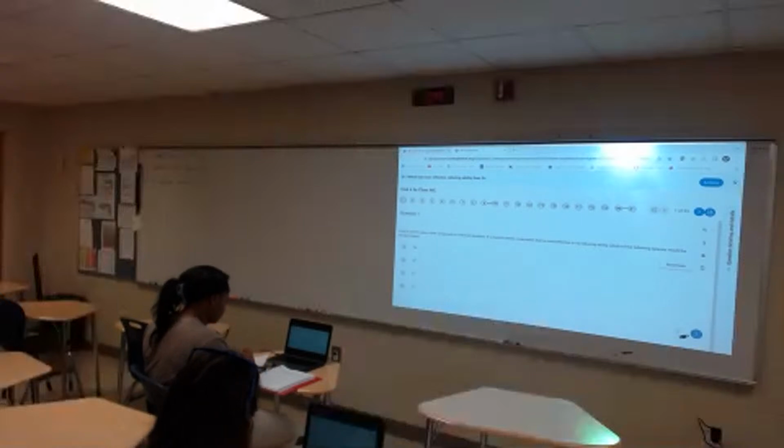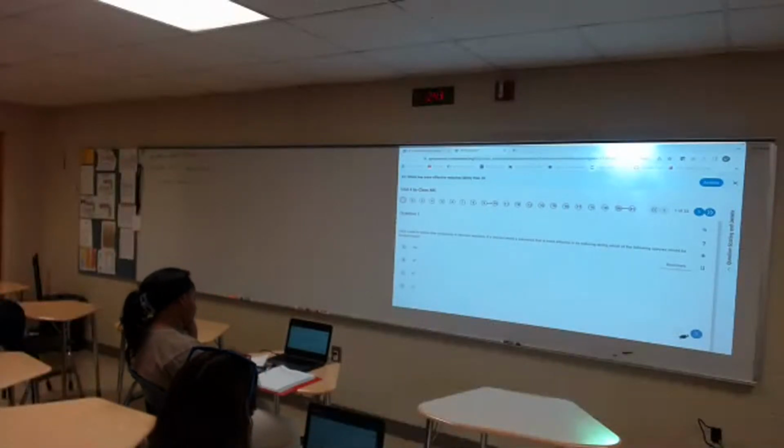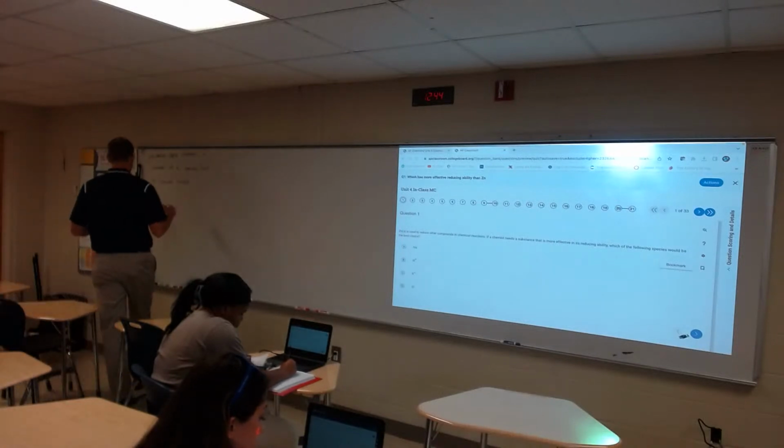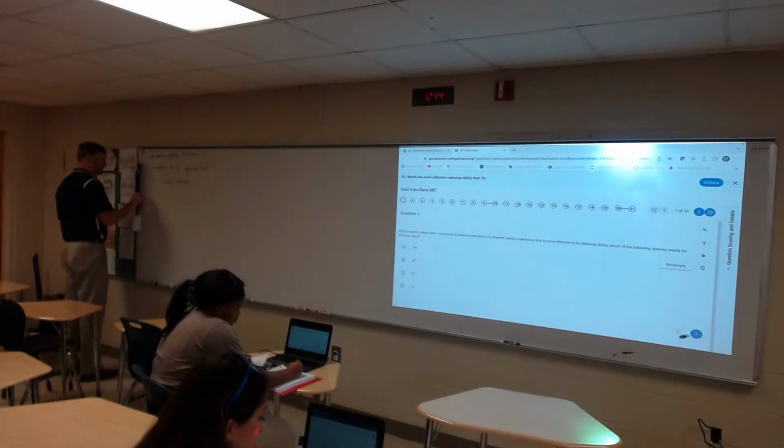All right, so oxidation state, also known as oxidation number, is the number of electrons gained or lost in a state. A couple of simple rules to help figure out the oxidation state of something. Should be a review from last year. Pure element's going to be 0.